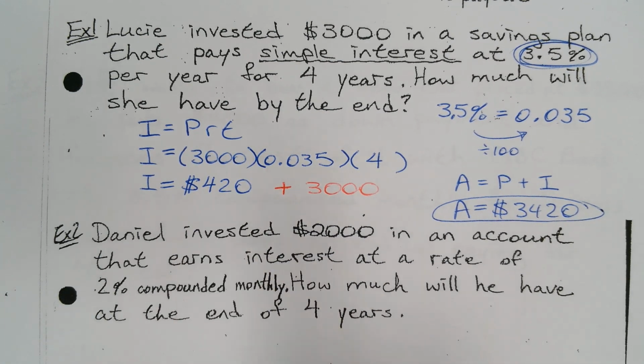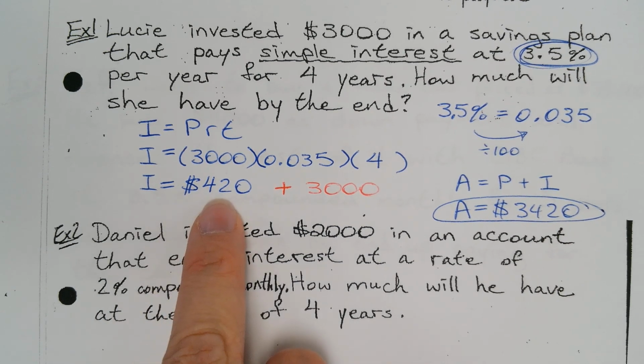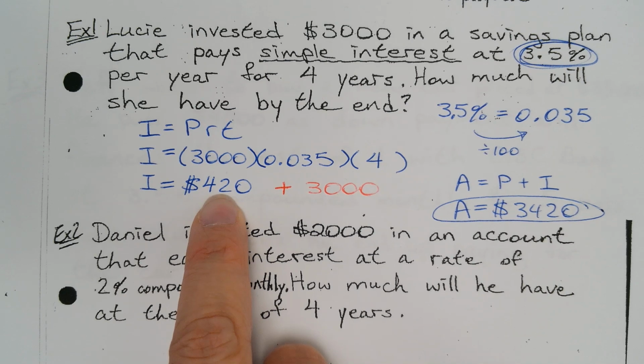Okay. If I were to ask an extension of this question, how much interest did she earn each year? 105, because over the 4 years she got $420. So if you divide that by 4, that means each year she earned $105.